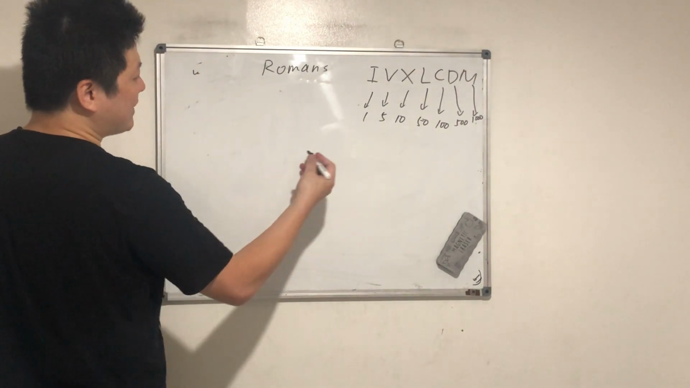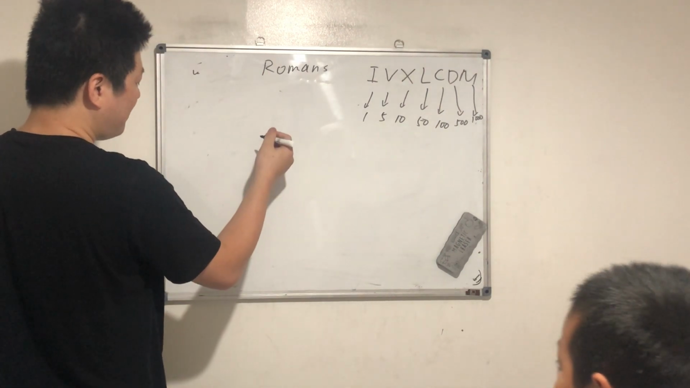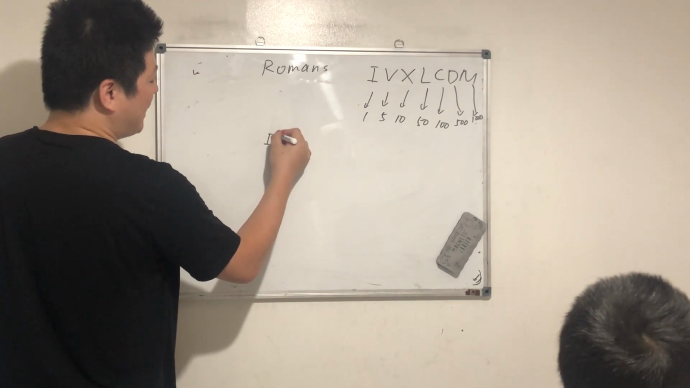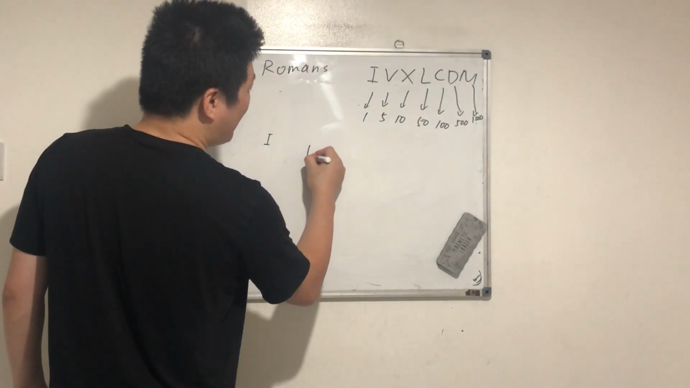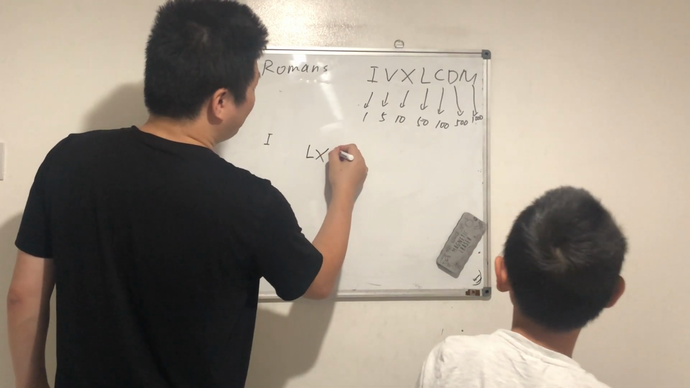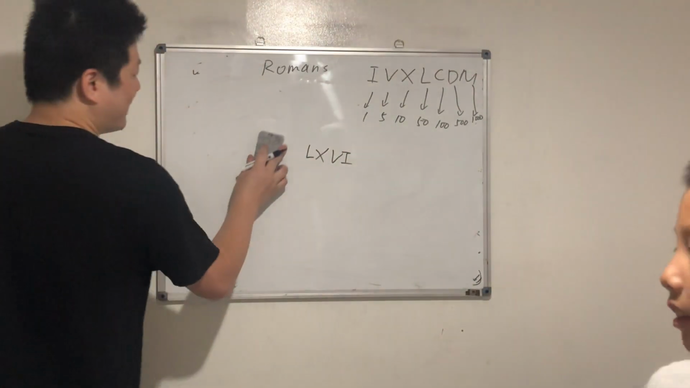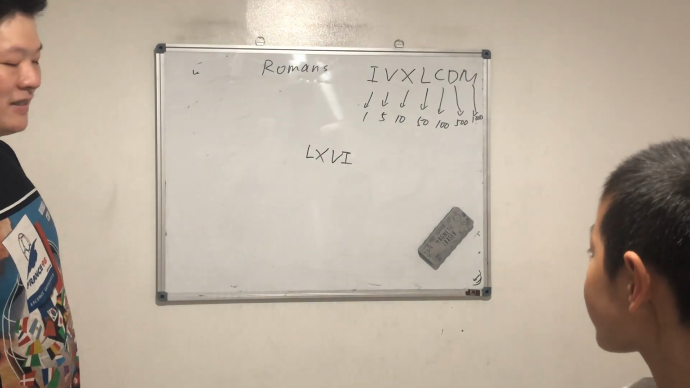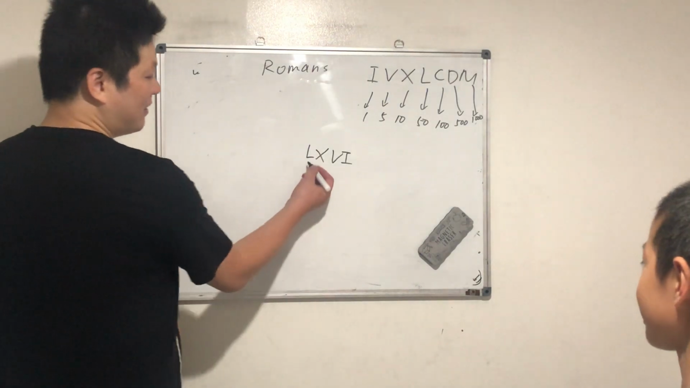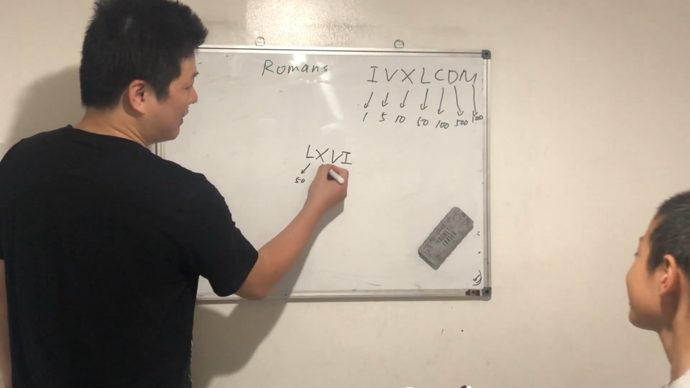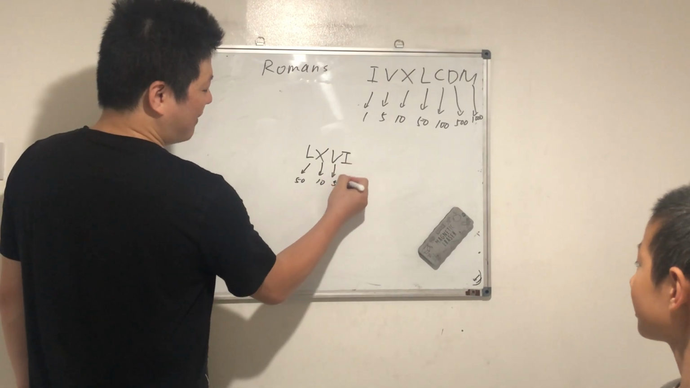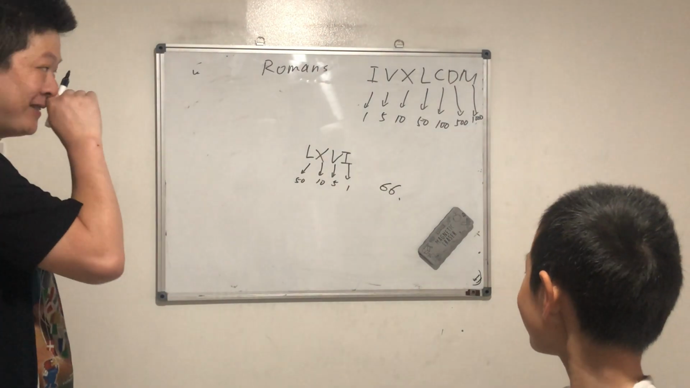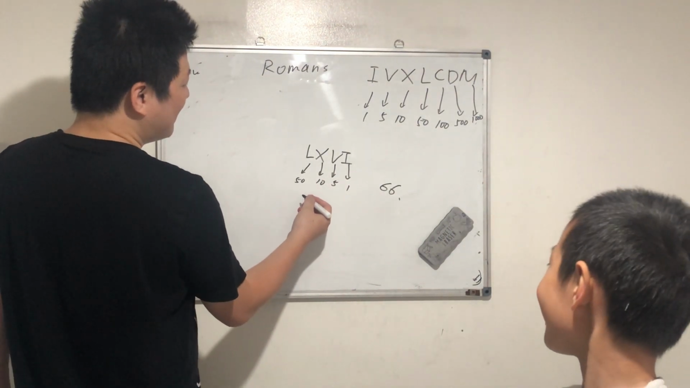So if I give you a number like, let's do this: LXVI. What's the number of this? Tell me the number this represents. That's 66. That's 50, that's 10, that's 5, that's 1. 66. Well done. Wow, you nailed it.